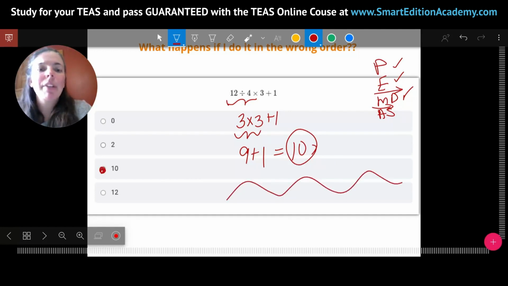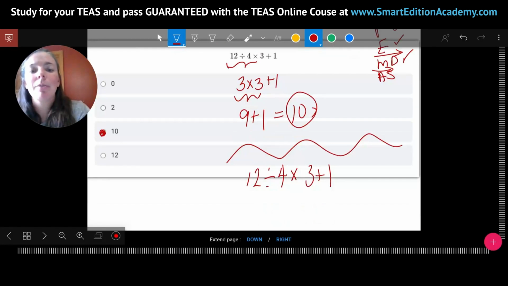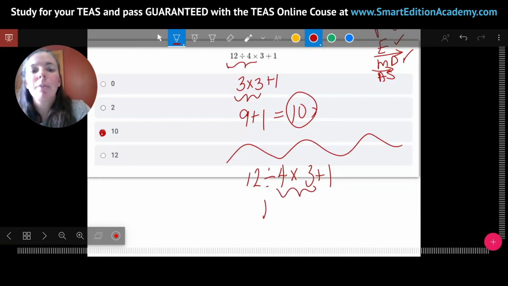But what would happen if I did it wrong? A common mistake would be to think of PEMDAS and go, oh, multiplication comes before division, so let me do that first. So you would have 12 divided by 4 times 3, which is 12. Then you would do the division because that would come next. And you would just have 1 plus 1, which is 2.